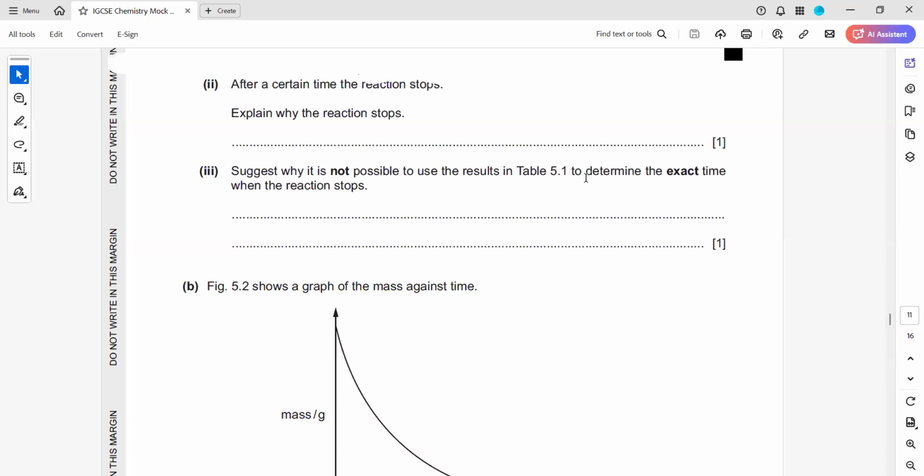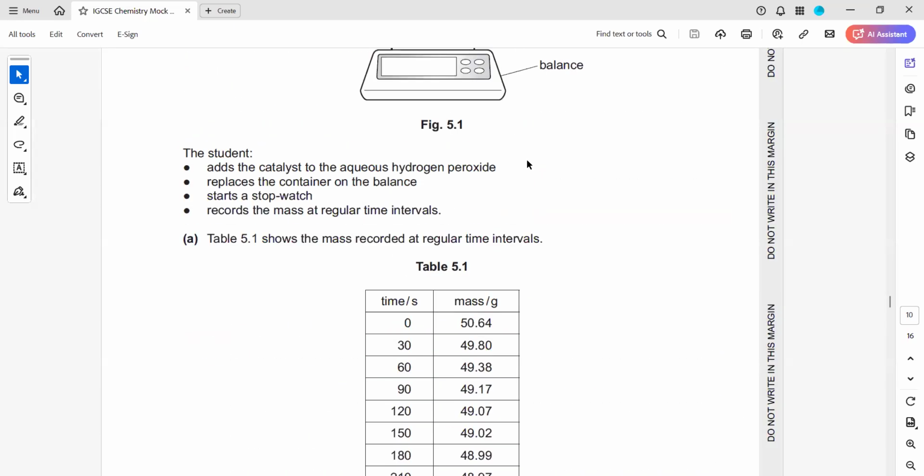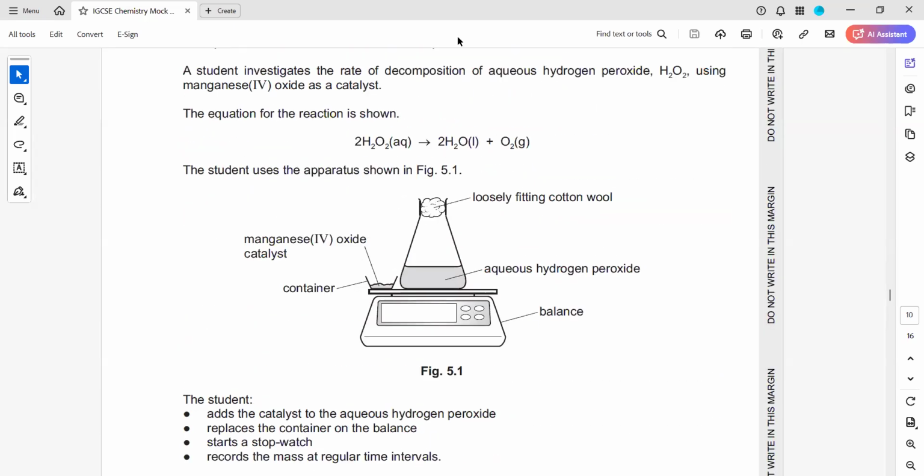After a certain time, the reaction stops. Why does the reaction stop? Here we have only one reactant. What is the reactant here? Hydrogen peroxide is the reactant. Some of the students mentioned limiting reactant used up.